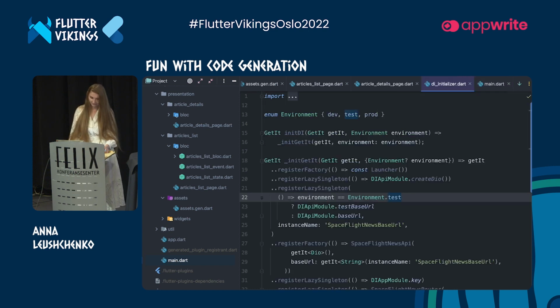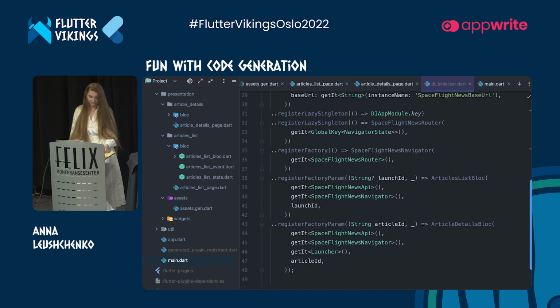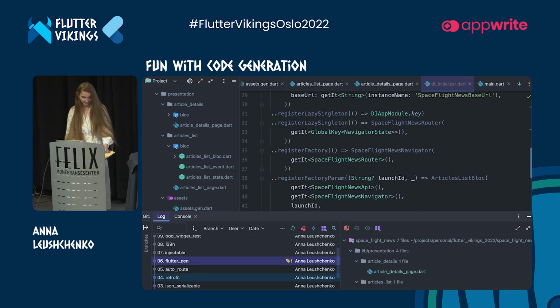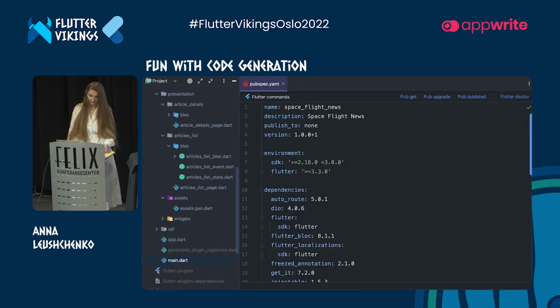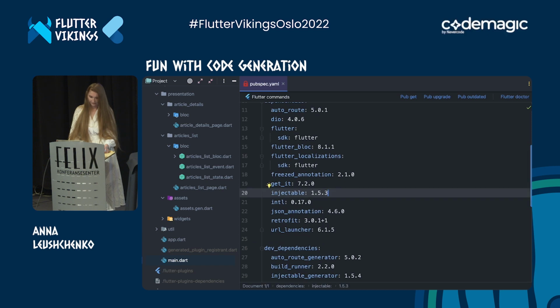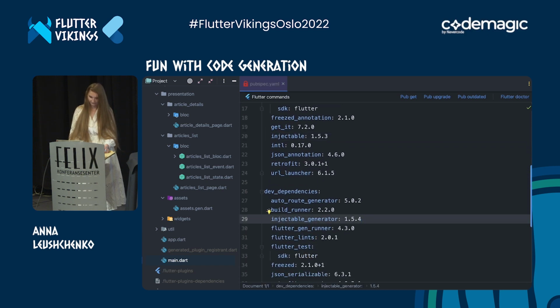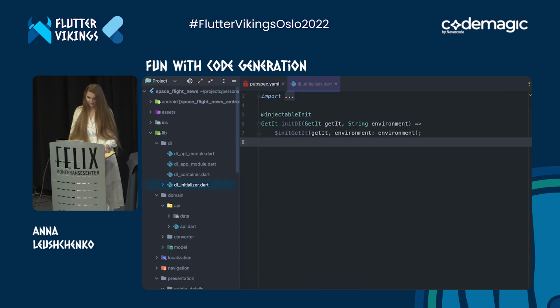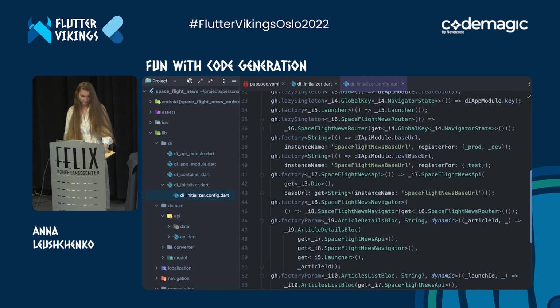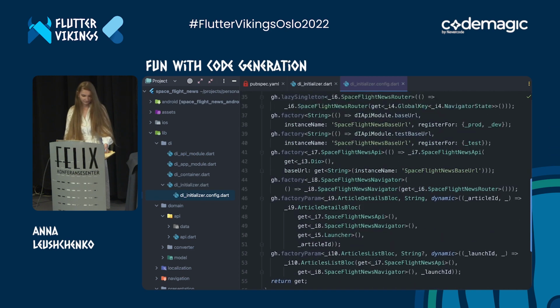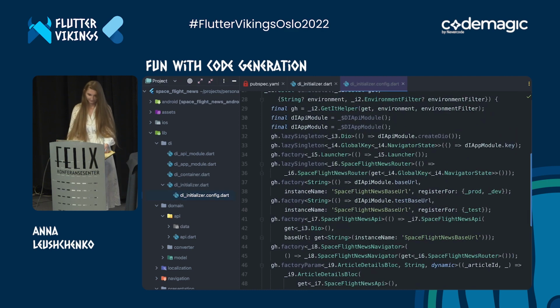So to help me generate all this stuff, I will use injectable package by Milad Nekoei. New dependencies are injectable and injectable generator. Look at how the initializer file changed. All the code I was writing previously manually is now generated to this file. In order for this to happen, I still had to teach the injectable how to register dependencies in getIt. But this mechanism is much neater.